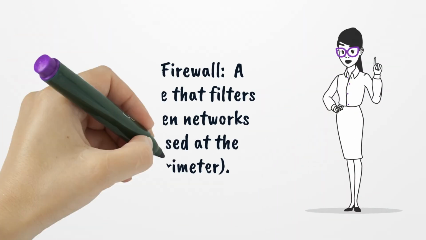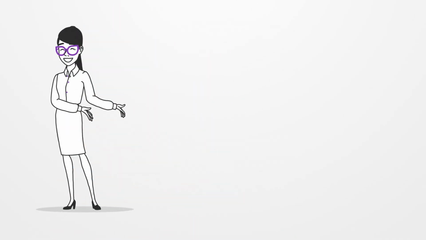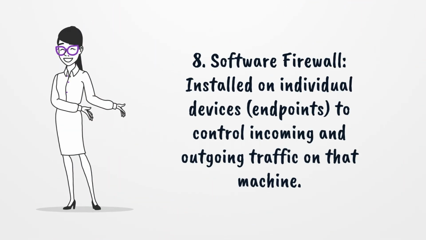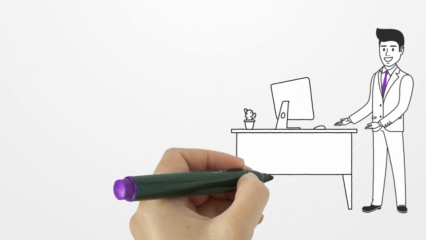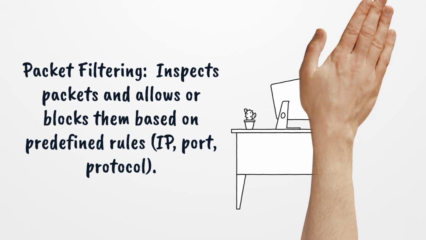7. Hardware firewall. A physical device that filters traffic between networks, commonly used at the network perimeter. 8. Software firewall. Installed on individual devices, endpoints, to control incoming and outgoing traffic on that machine. Functions of firewalls. 1. Packet filtering. Inspects packets and allows or blocks them based on predefined rules: IP, port, protocol.